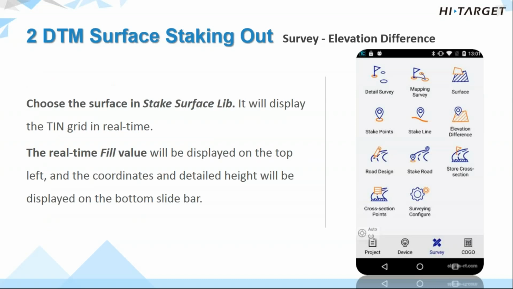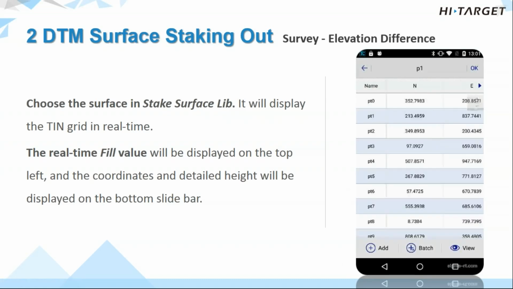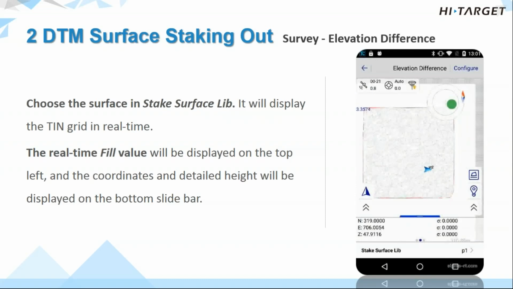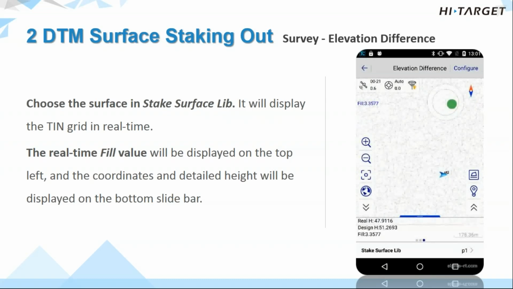And some of you may ask how to do the DTM staking out. The DTM staking out is for the application in engineering to get the fill value. Maybe you need to do the fill or cut of one land. You can use the DTM to get the value. The real-time information will be displayed on the snack bar. And also, you can import it or export it to get what you want for the fill or cut value. This is for the DTM.